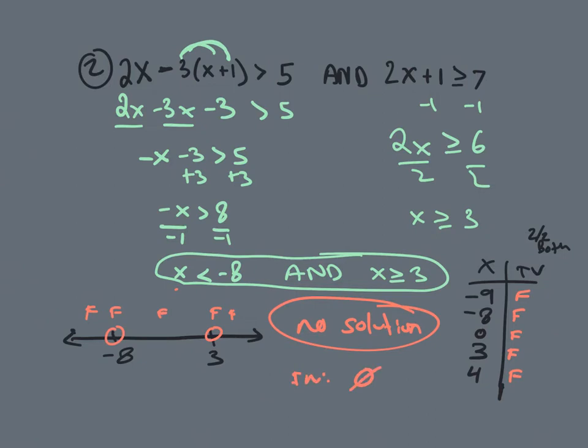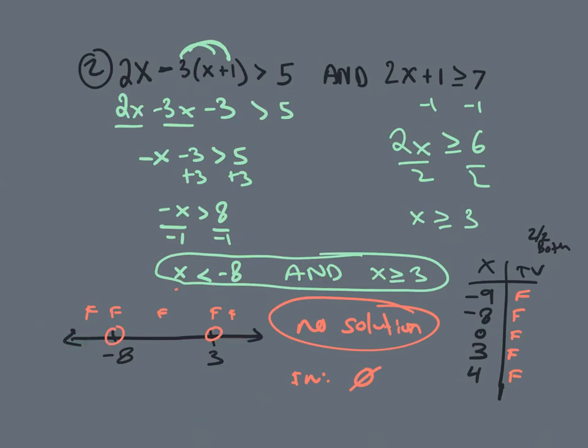And one thing I want to point out: this is saying I need a number that is both less than negative 8 and bigger than 3. That doesn't exist. There's no number that's smaller than negative 8 and at the same time bigger than 3. That's why this one turns out to be no solution, because there's nowhere where this overlaps.